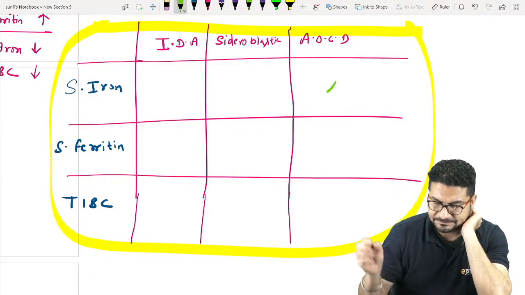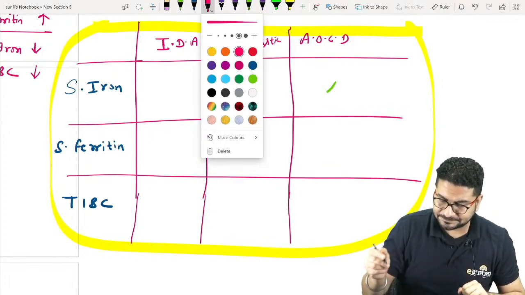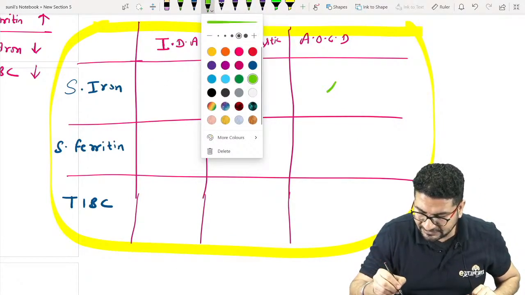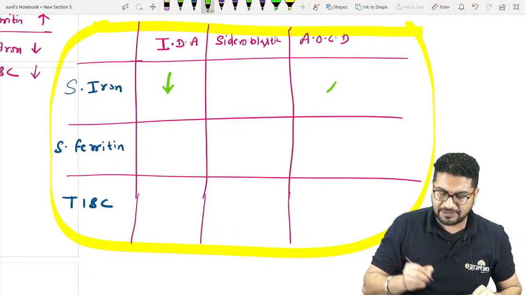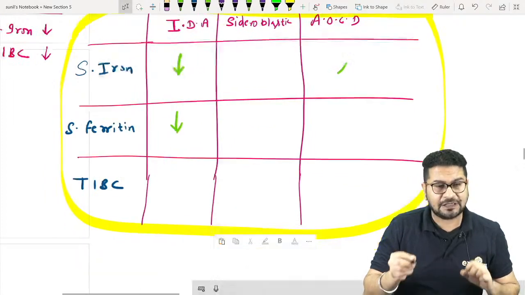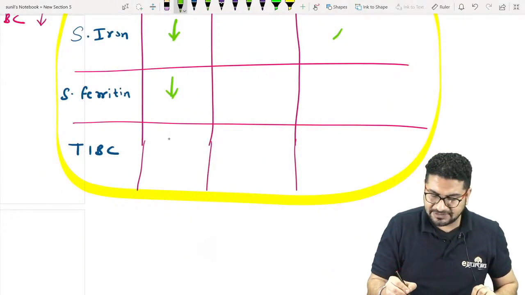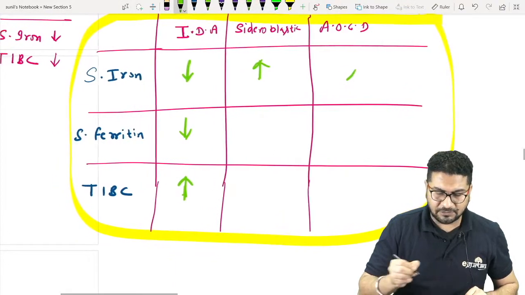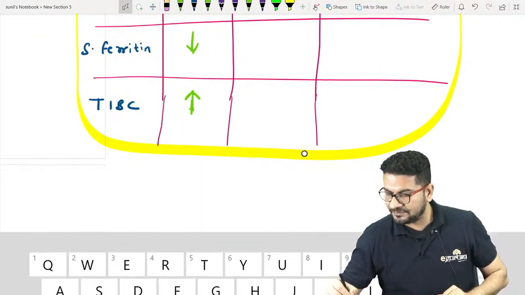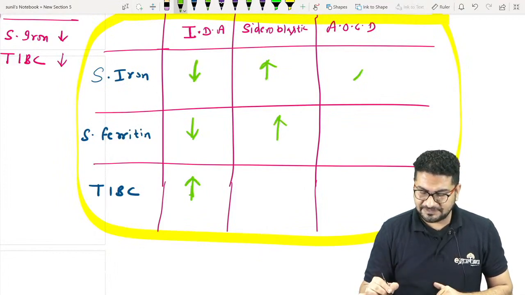So see once again, I am drawing this once again. Iron deficiency anemia: serum iron is reduced. Ferritin, the store form, is also reduced. In fact, it is first to decrease. And ferritin is inversely proportional to TIBC, so TIBC will increase. Sideroblastic anemia, iron overload: serum iron is more. More serum iron means more ferritin. Ferritin is inversely proportional to TIBC, so TIBC will decrease.